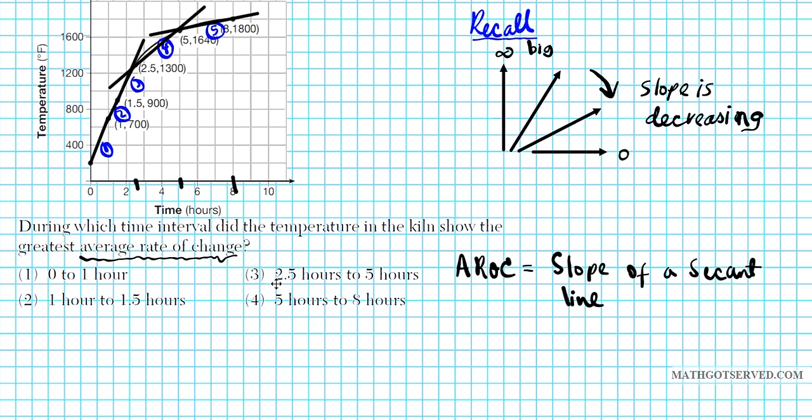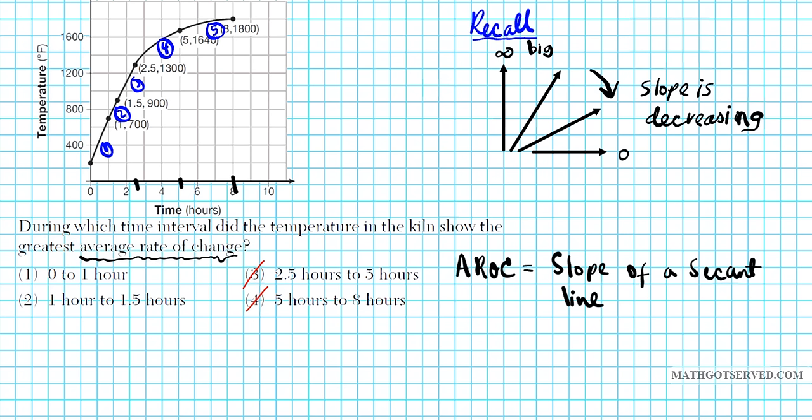So let's look at the options. 2.5 to 5, eliminate that. And then 5 to 8, eliminate that. Let's go back to the graph and see which ones we want to focus our energy on. We are left with 2 options: 0 to 1, or 1 to 1.5. So we don't even have to bother with interval number 3. All we are focusing on is interval 1 and interval 2.